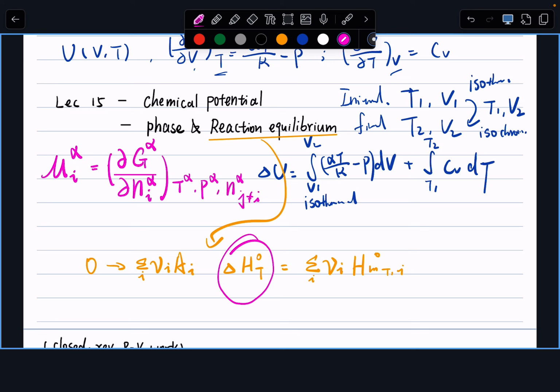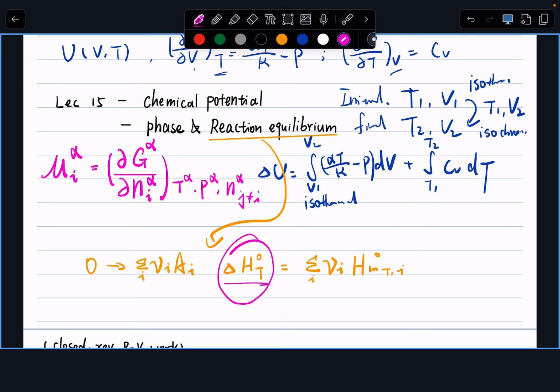The way I like to think about it is that delta H naught of T is per cycle of a reaction. If you have a given reaction, you can choose to run 10 cycles of it, or 50, or a half. They all give you different numbers. Yeah, so that's one way of understanding it, of course.